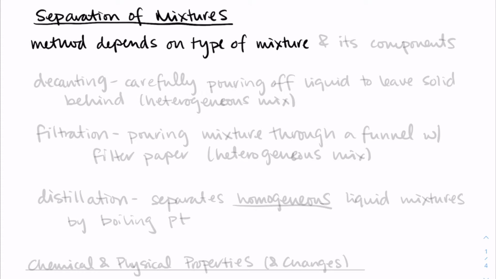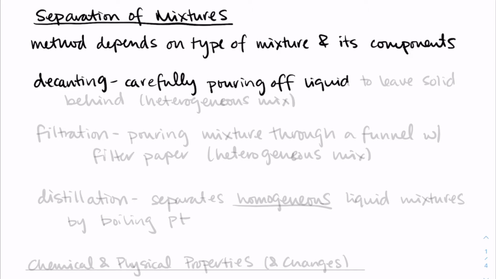So decanting means to carefully pour off the liquid and leave the solid behind. This is something that you could use to separate a heterogeneous mixture, right? So it's not uniform throughout. You maybe have solid pieces and you're going to try to pour the liquid off and keep the solid in. So I guess the same as when you strain a pot of pasta, right?